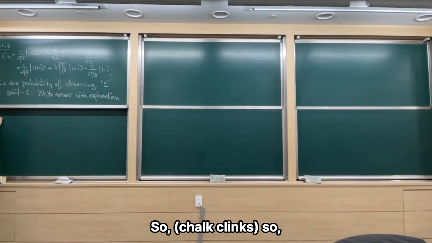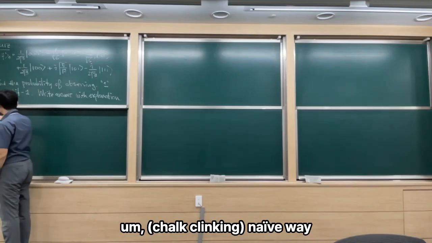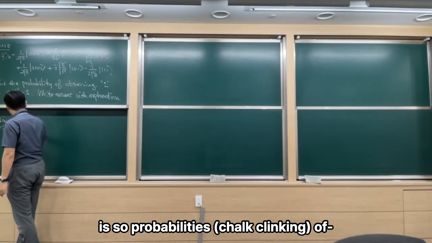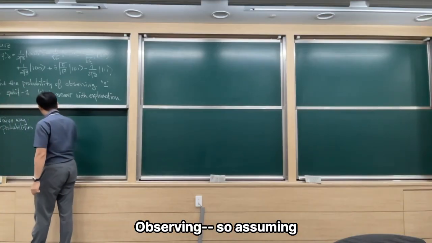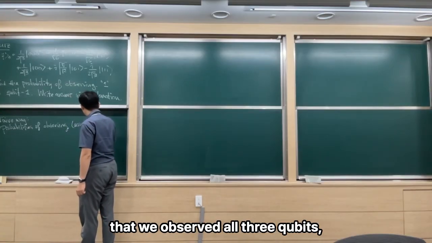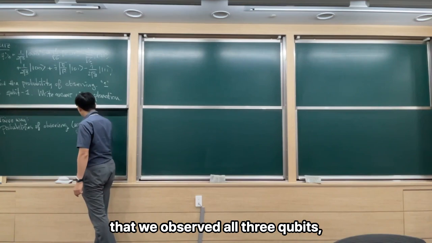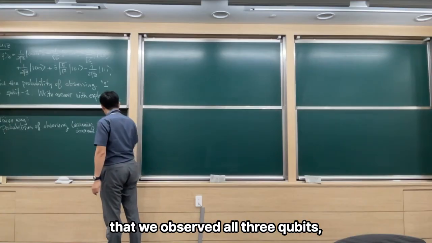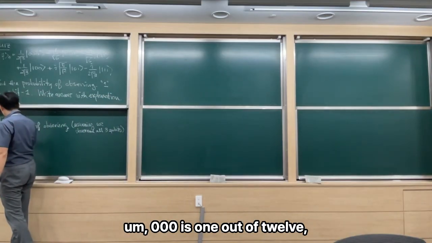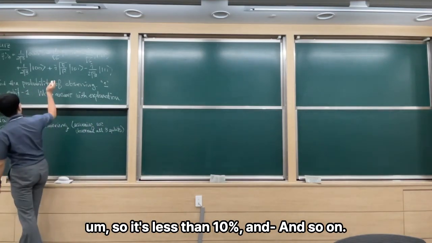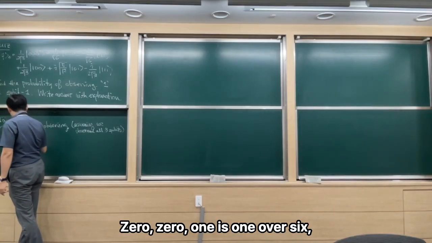So my way is, probabilities of observing, so assuming that we observed all 3 qubits, 0, 0, 0 is 1 out of 12, so it's less than 10%, and so on. 0, 0, 1 is 1 over 6, and so on.